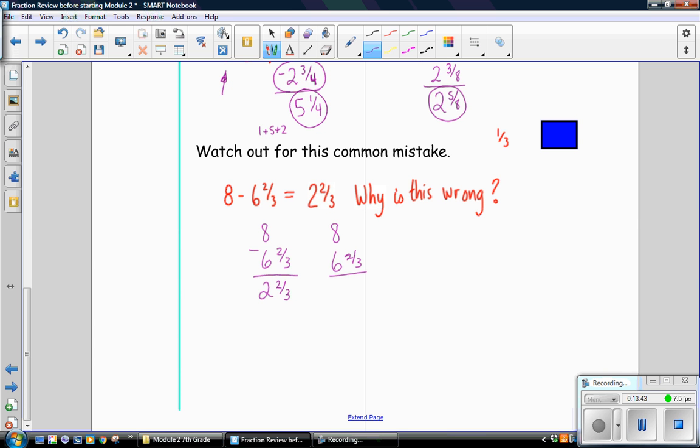In order to subtract the 2/3, you need to borrow 1 from the 8 and make it a 7. Rewrite that 1 as thirds. 3/3 minus 2/3 is 1/3, and 7 minus 6 is 1. So you can see that that answer is incorrect.